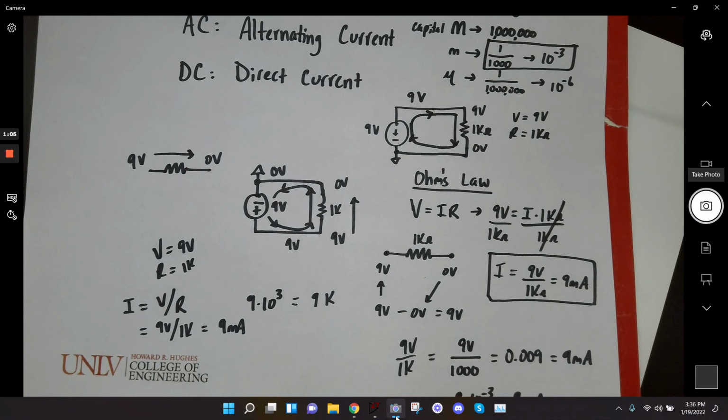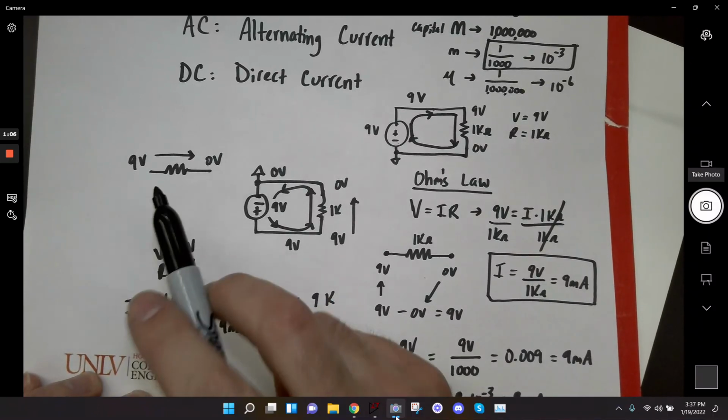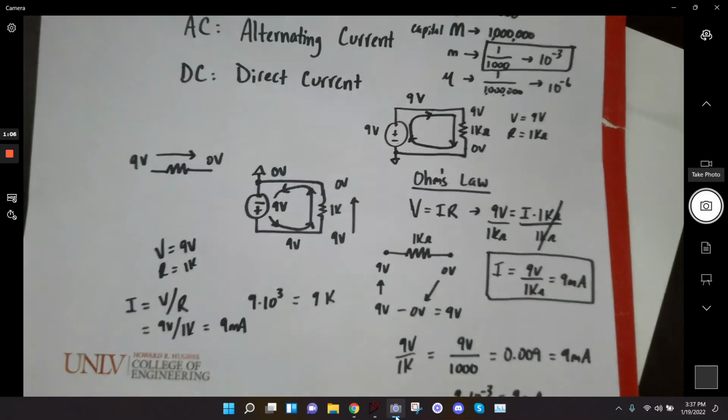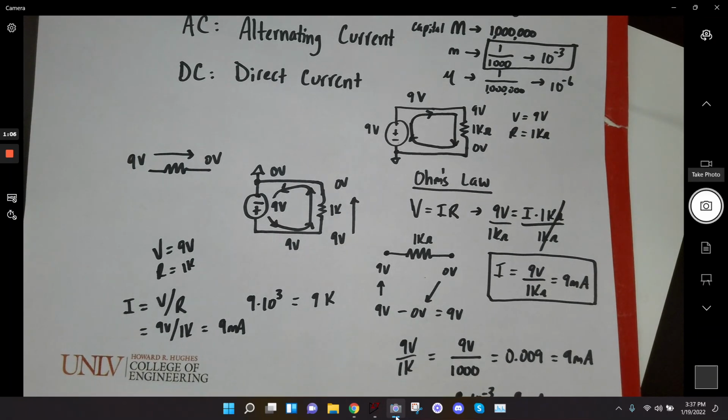Yeah, okay, I see what you're saying. So it's depending on the resistor then, in that case. Ohm's law applies to resistors. It doesn't apply to a voltage source. A voltage source in LTspice is ideal. It doesn't have any resistance, so Ohm's law doesn't apply to the voltage source.